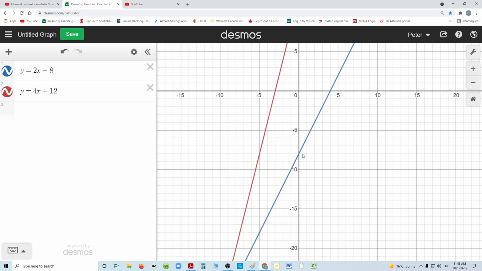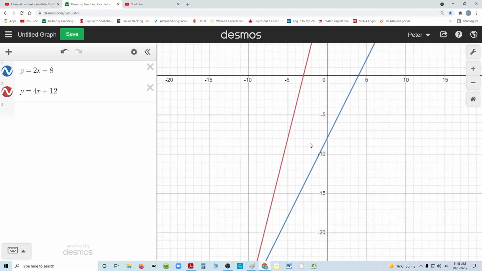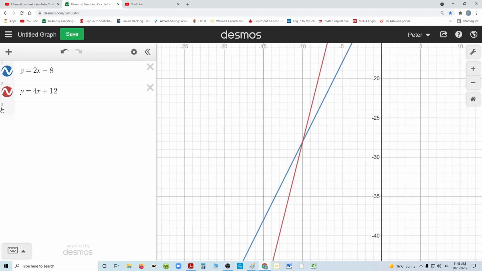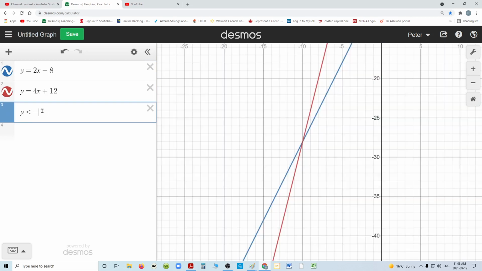So when x is 0, it's clear that this one is at -8, and this one's at 12, well above it. And visually, that shows you that in this area, when y is smaller than -10, oh, sorry, when x is small, no. Can I do it with x?